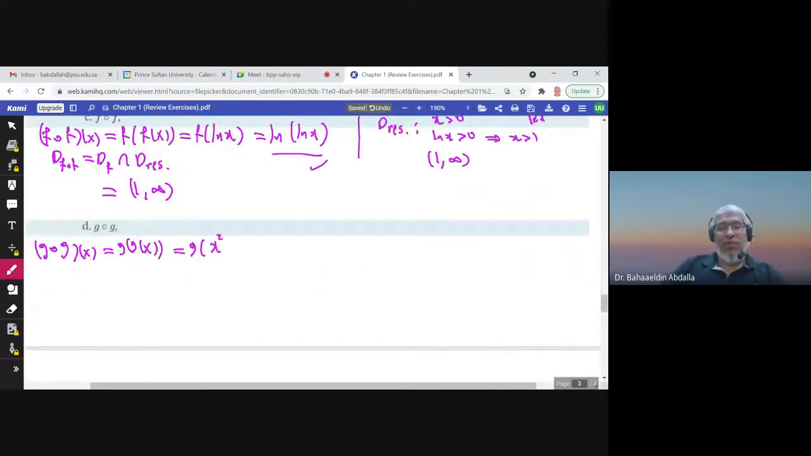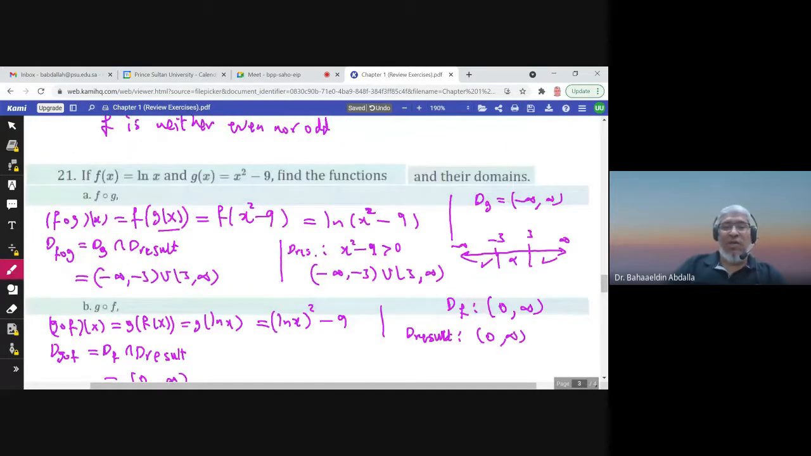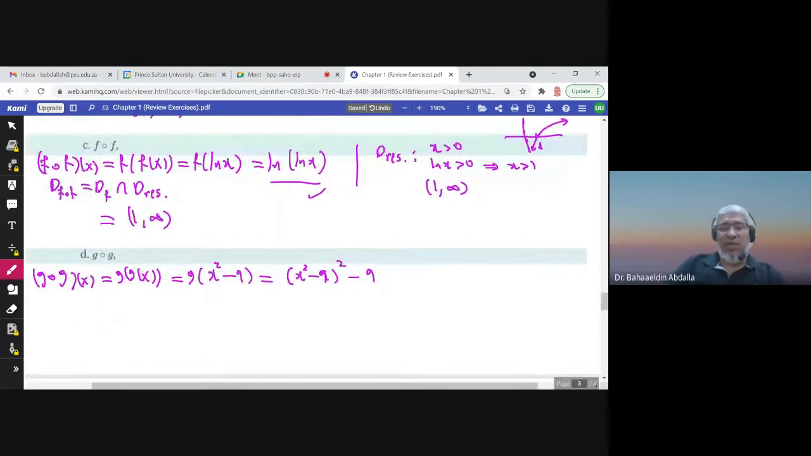And now we need to find g of x squared minus 9. Again, it's x squared minus 9. So I replace x by x squared minus 9, which is here, and I raise it to the power 2, and I write minus 9. So I replaced x by x squared minus 9.